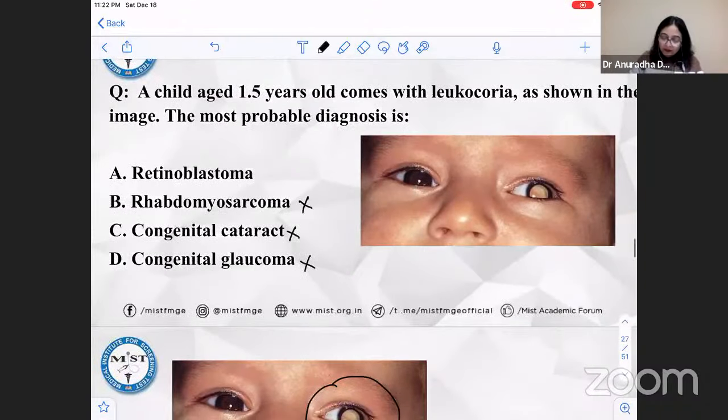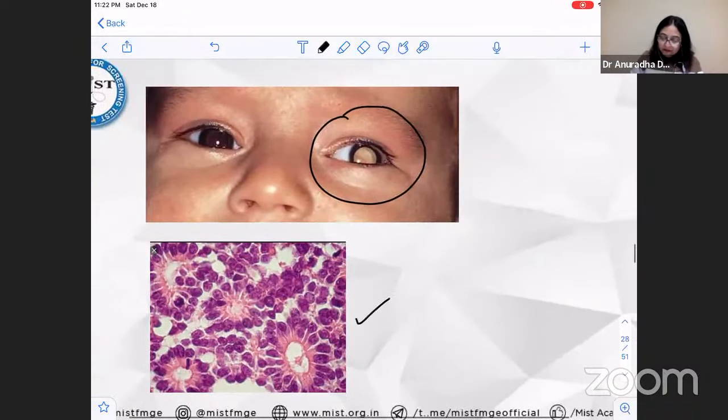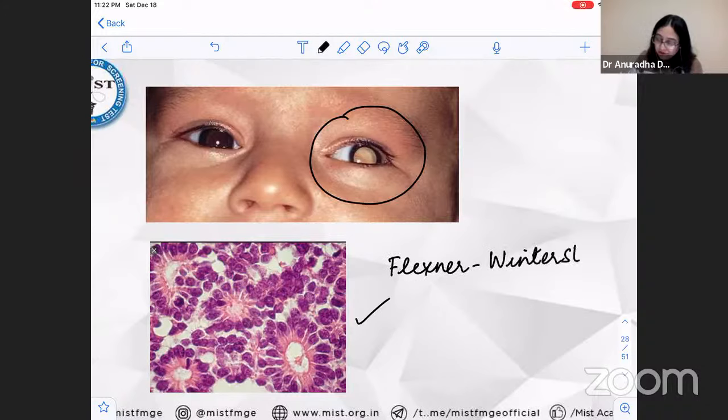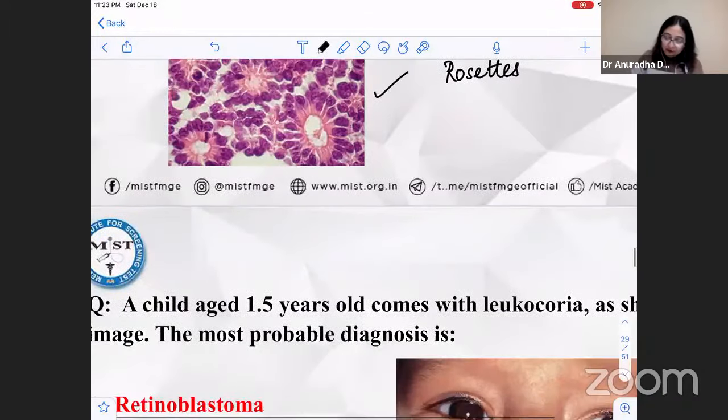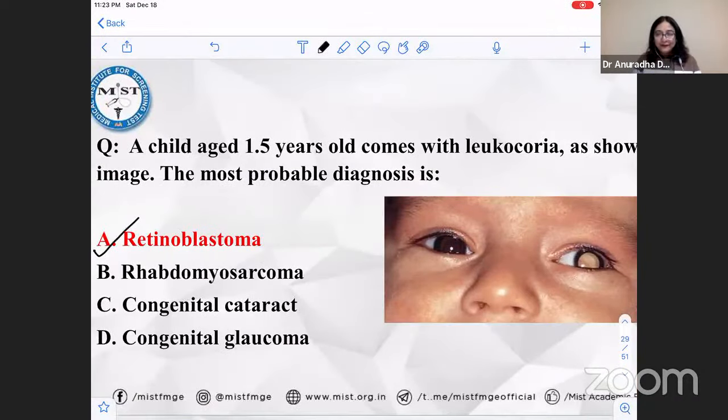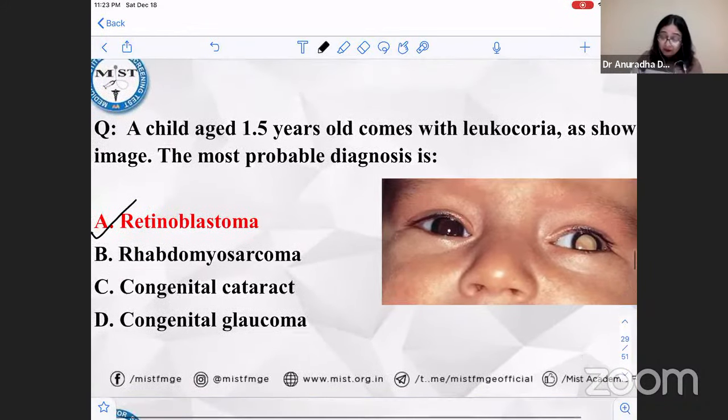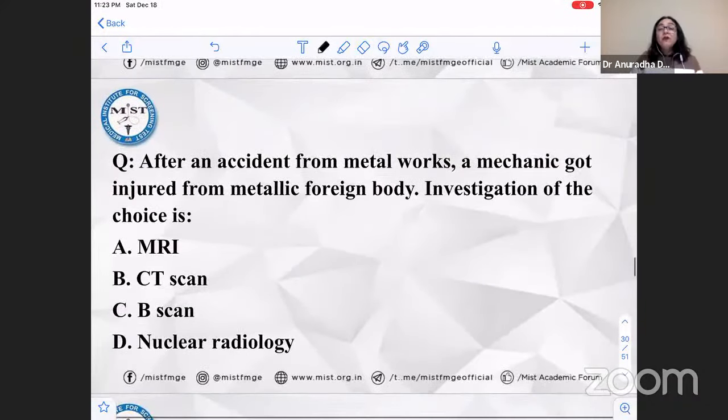If there is an additional point given of the Flexner-Wintersteiner rosettes, then the diagnosis is complete, because Flexner-Wintersteiner rosettes are specific to retinoblastoma. There can be other types of rosettes, Homer Wright, pseudo rosettes, but these rosettes are specific to retinoblastoma. So the right answer to this question is choice A, that is retinoblastoma. Again, a very important topic for any exam as far as ophthalmology is concerned. Then let's move on to the next question.